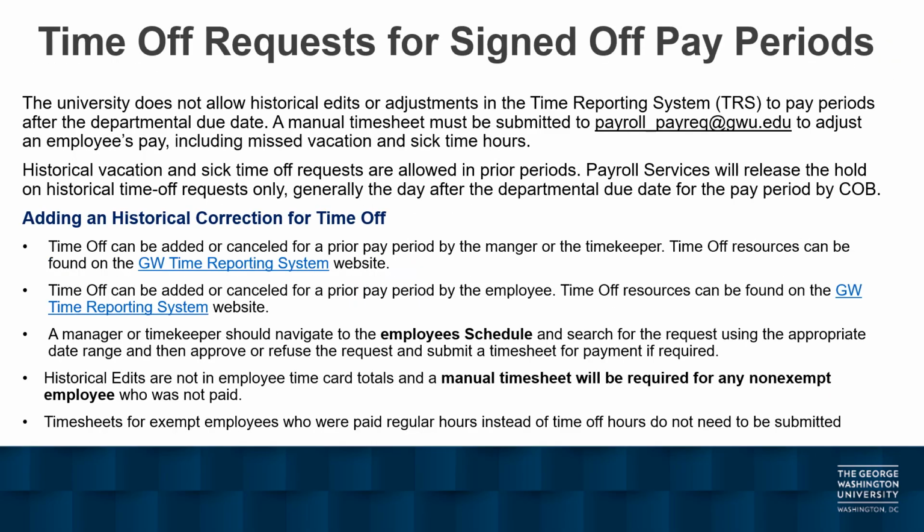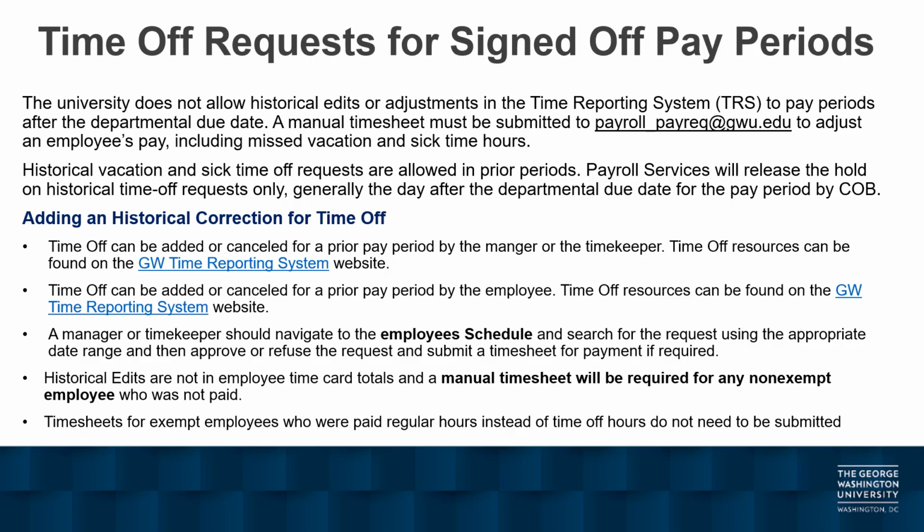Time off requests for signed off pay periods. The university does not allow historical edits or adjustments in the time reporting system to pay periods after the departmental due date. A manual timesheet must be submitted to payroll_payrec at gwu.edu to adjust an employee's pay, including missed vacation and sick time hours. Historical vacation and sick time off requests are allowed in prior periods.